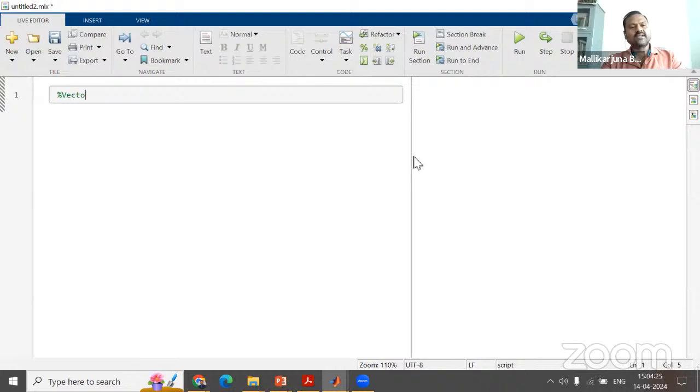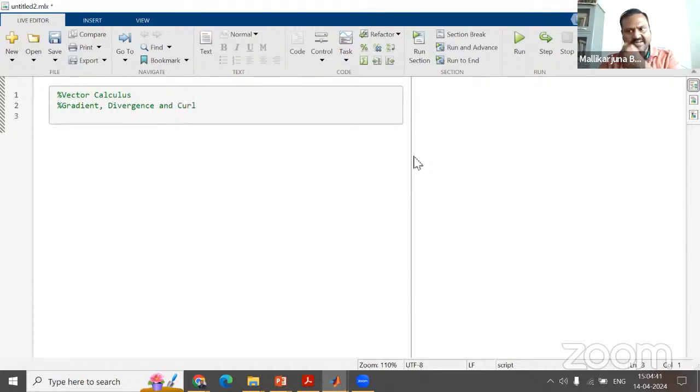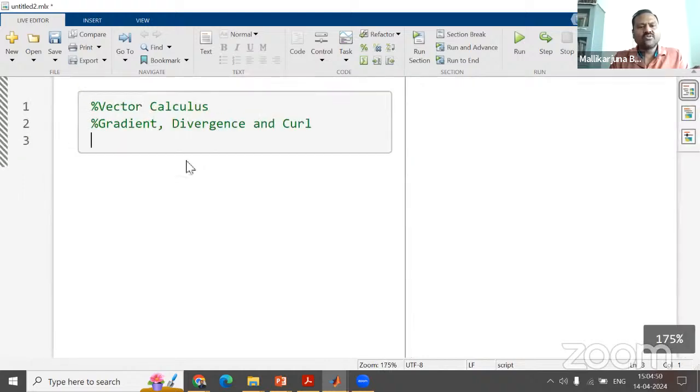So vector calculus: gradient, divergence, and curl. This is gradient, divergence, and curl. How you are going to find this? The same, let me zoom it. Yeah, fine.